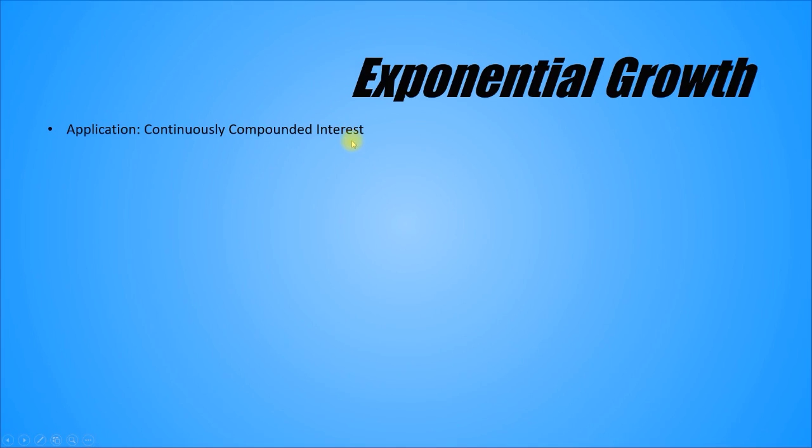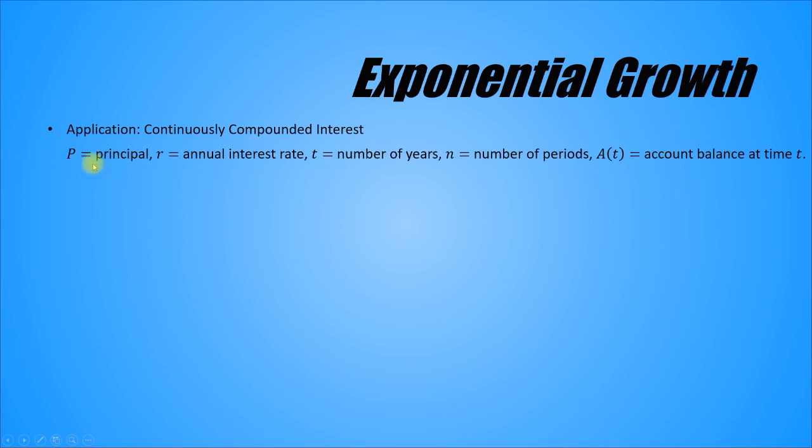The standard application of exponential growth that we teach in college algebra or pre-calculus courses is continuously compounded interest on an interest-bearing account. So P is the principal amount of money invested in the account, R is the annual interest rate, T is the number of years, and if the interest is compounded more than once per year, then n is the number of compounding periods. And this function A of t is the account balance at time t. We're going to work our way up to continuously compounded interest by looking at some simpler examples.